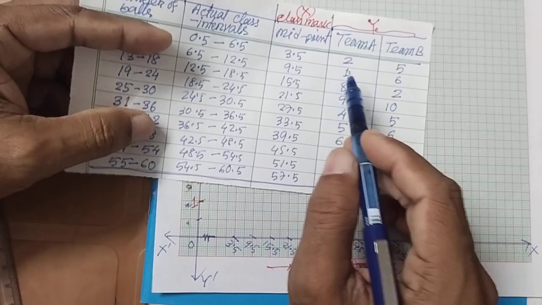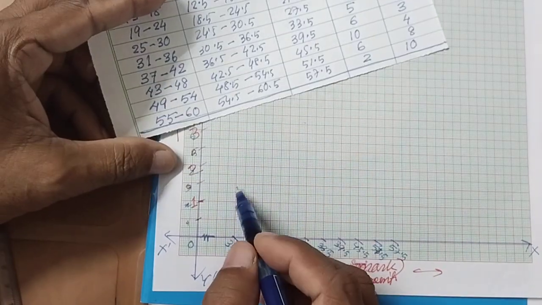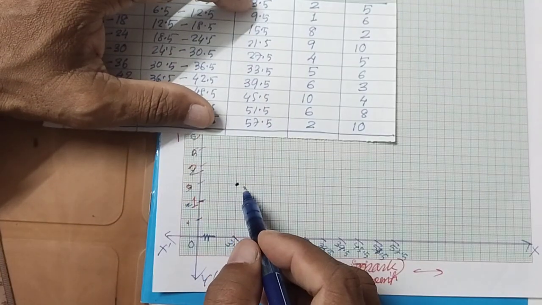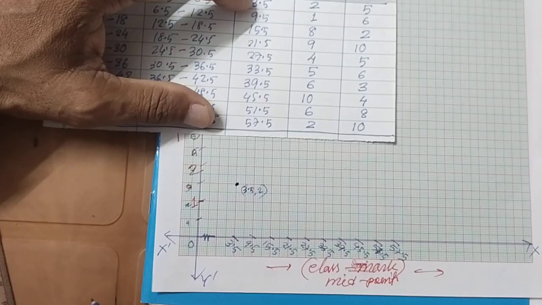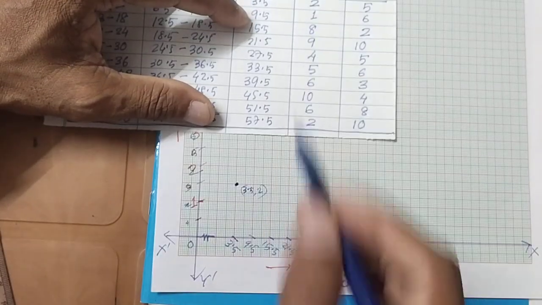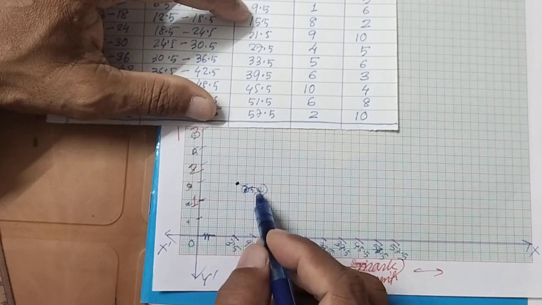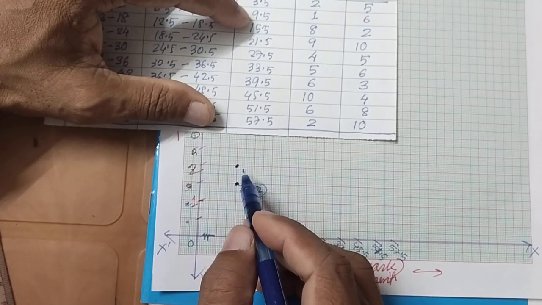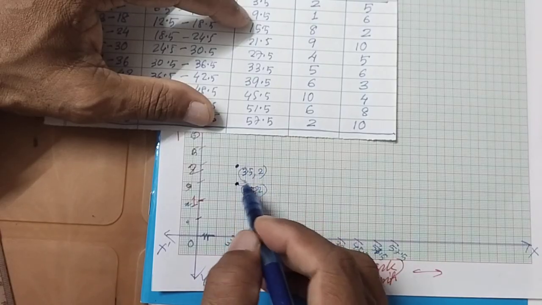When it is 3.5 for A, it is 2. 3.5, 2, this is the first point. We have to mention it here: 3.5, comma 2. Then 9.5, 1. Sorry, that was a mistake. This is point 2. The first point is 3.5 along x and 2 along y.